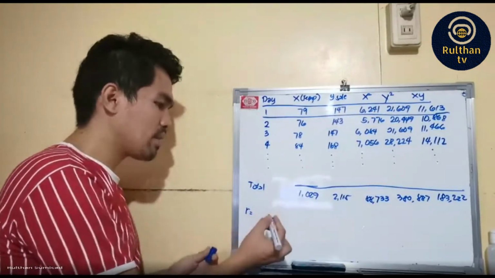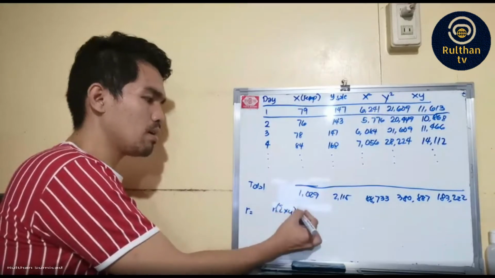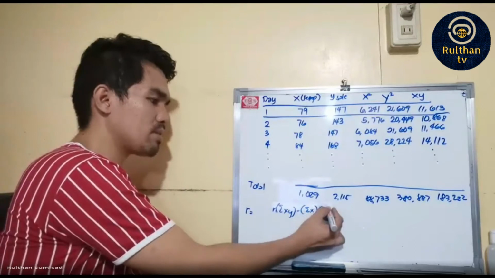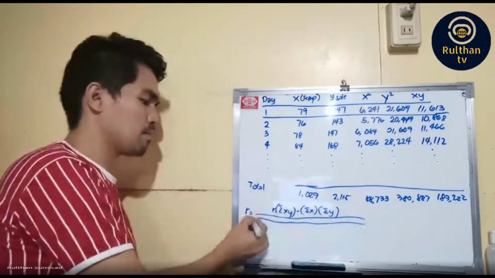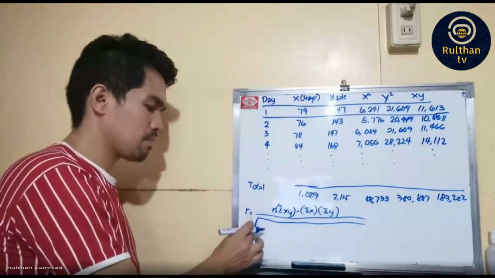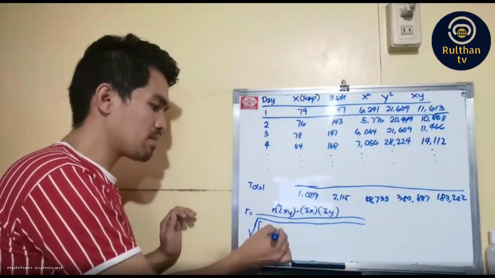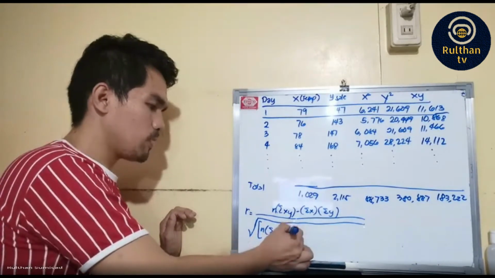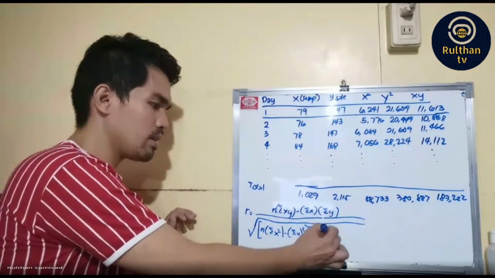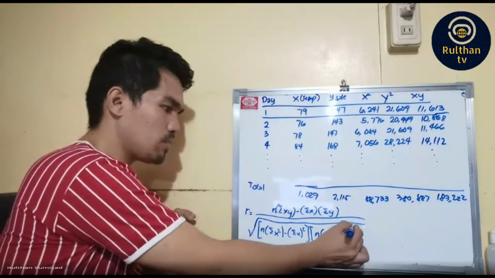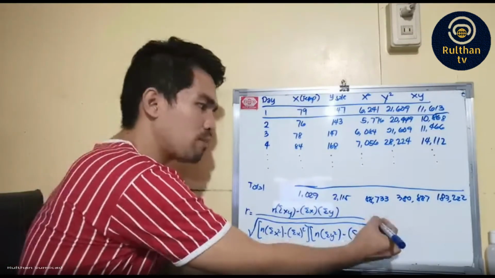r is simply given to us as n times the summation of xy, minus the summation of x times the summation of y, divided by the square root of n times the summation of x squared minus the summation of x, squared, times n times the summation of y squared minus the summation of y, squared. So we have the formula.